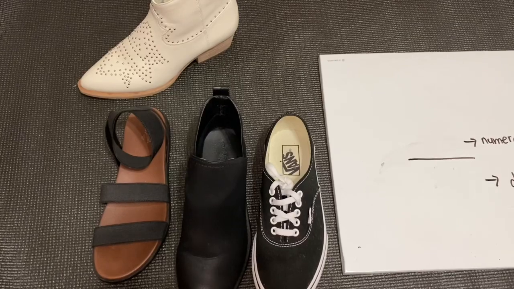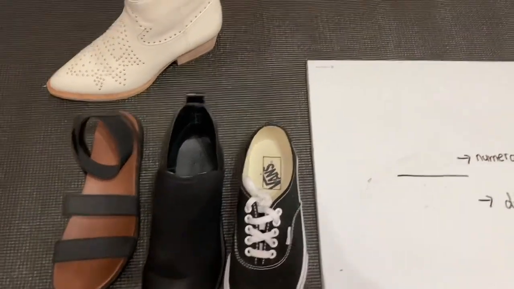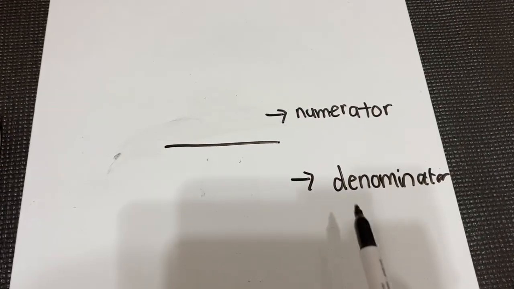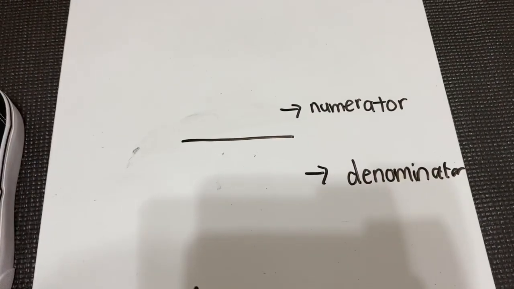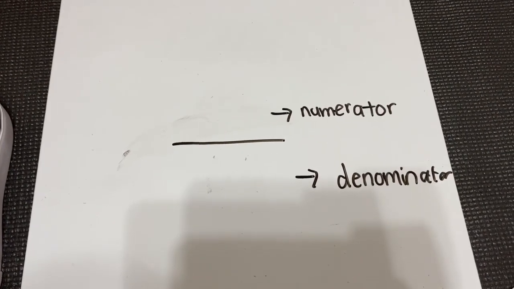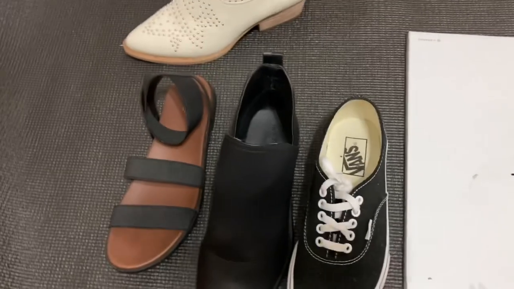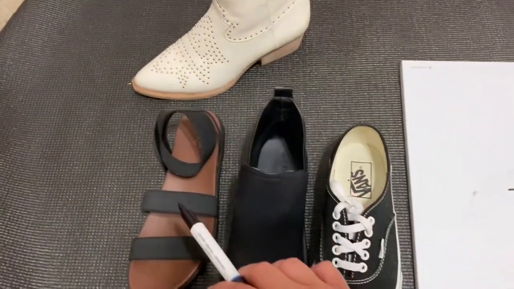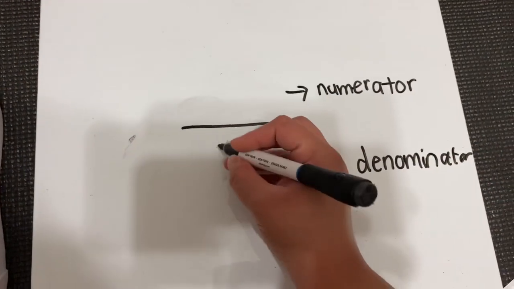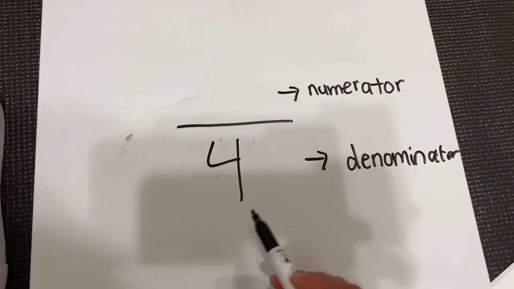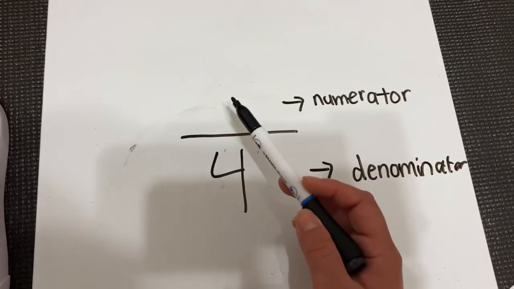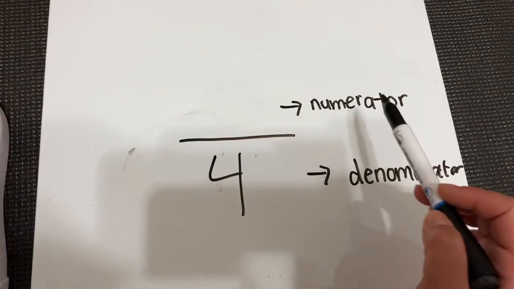Now we need to turn that into fraction form. So let's look at our dry erase board again. So remember, the number on the bottom is always called the denominator. Now the number on the bottom is always going to be the total of objects or shoes that we have. So we have 1, 2, 3, 4. We have 4 shoes. So we're going to put that on the bottom. Remember, this number is called our denominator. And then on top, we're going to write the number that's the numerator.